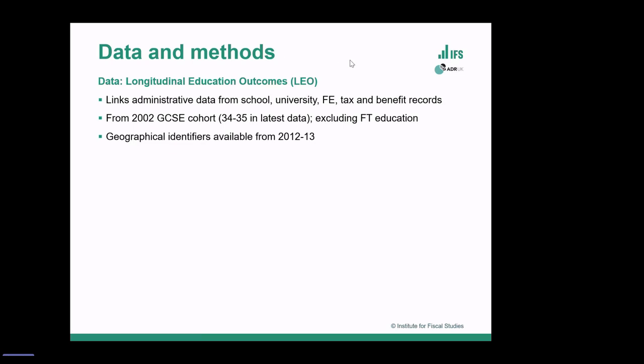The LEO data also contains geographical identifiers, looking at where people live at different points in time. Unfortunately, on the tax side, the geographical identifiers we found are only reliable from the 2012 tax year onwards. So that's the period we look at here.